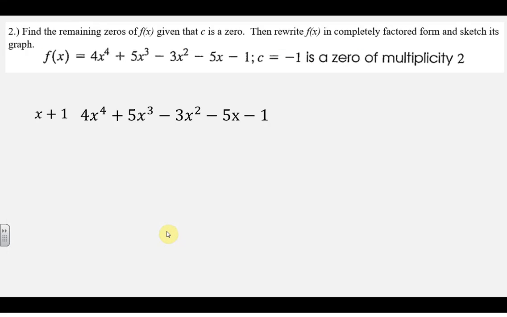All right, so another example. If they give us a zero that has a multiplicity of something, that means you can use it twice when dividing. So again, we're going to switch the zero to a factor so that we can divide. We have that all set up, and I go through the whole thing.